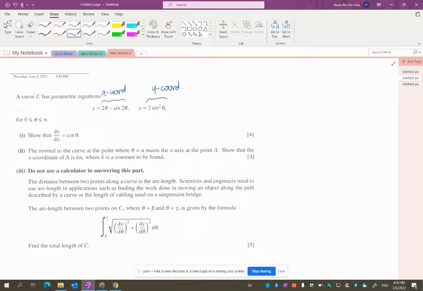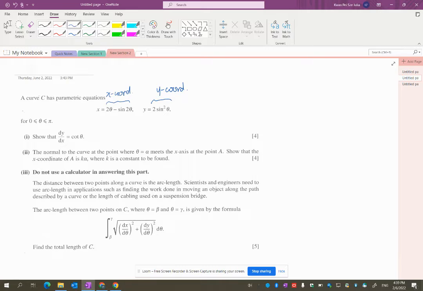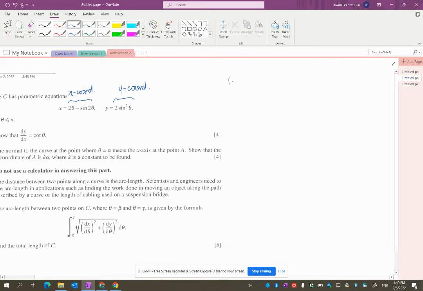So let's do part one. Part one is quite easy. Just find dy/dx. All right. So just show that dy/dx is cotangent theta. So we're going to start with finding dx/d theta. We're going to differentiate x with respect to theta first.